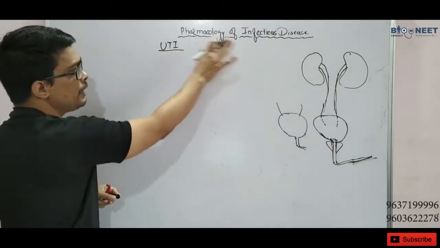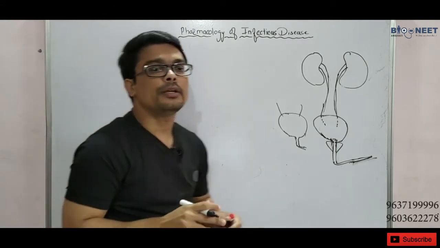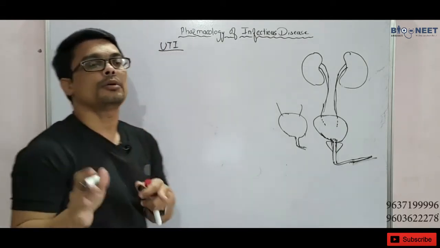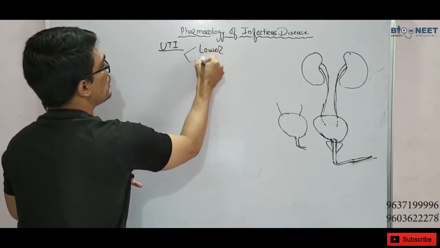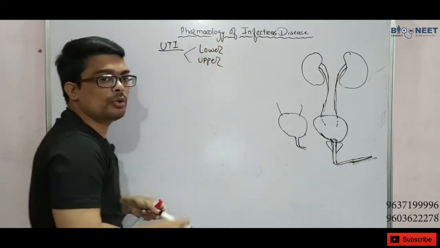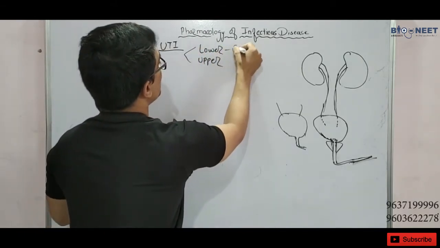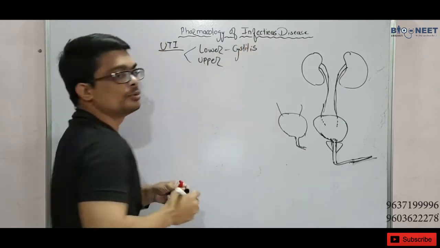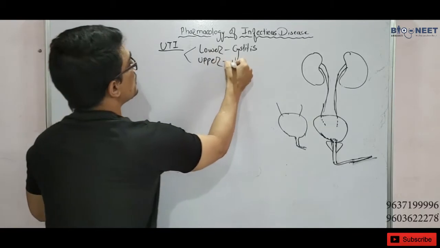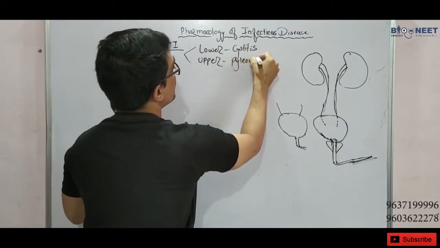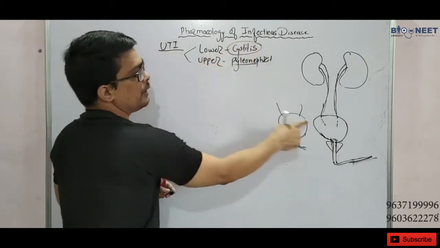Now what is urinary tract infection? It can be anywhere. So it is divided into two parts: one is called lower urinary tract infection and another is upper. Lower urinary tract infection is usually cystitis, and in the upper, the most common is pyelonephritis. So the commonest in lower is cystitis.